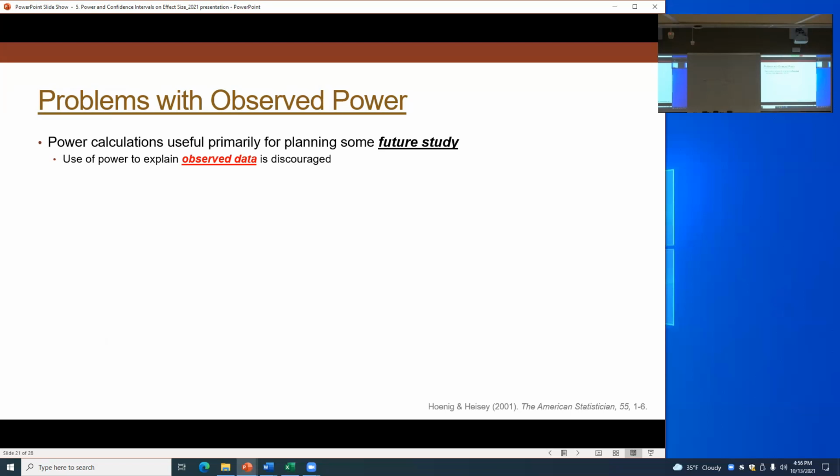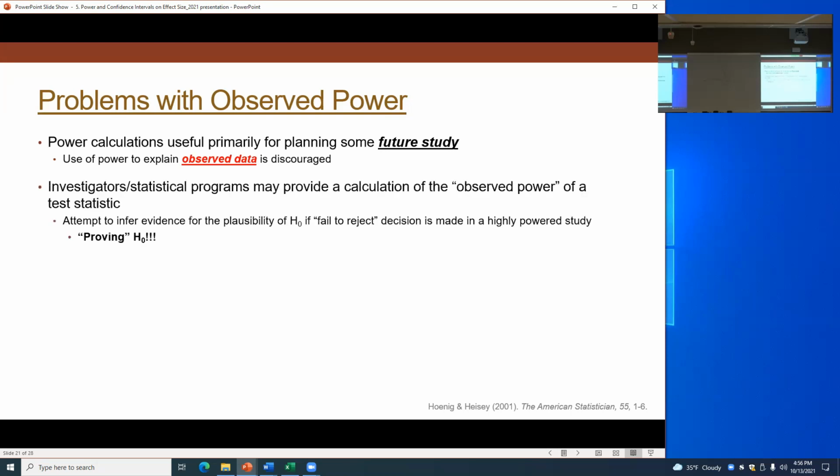Quick finish up with observed power. This is a thing that comes up sometimes, and SPSS will give you estimates of observed power. Now, if I'm using power calculations appropriately, what I'm doing is planning out for some future study. But what often happens is, let's say Katie runs a study, gets the study with the people she has, calculates her effect size, and then tries to figure out whether or not her study was adequately powered.